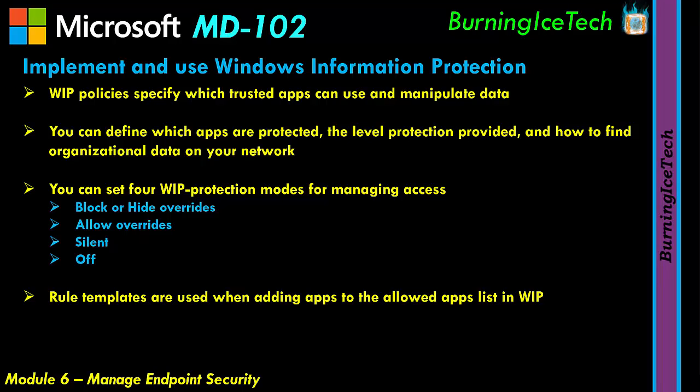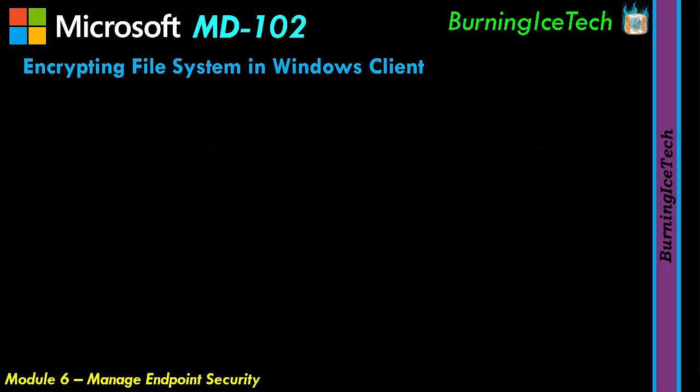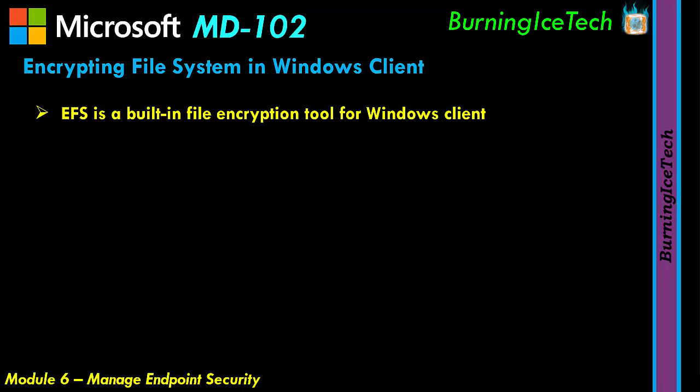Right, let's move on. Encrypting File System in Windows client. When we say Encrypting File System, guys, this is more commonly known as EFS for short. EFS is a built-in file encryption tool for Windows client. Now you get many kinds of encryption on the Windows client, but the two main kinds we normally talk about are EFS, which is what we have in front of us, and BitLocker. Coming at this specifically from an EFS perspective, this is for specific files and specific folders on the user's hard drive. So EFS is a built-in file encryption tool for Windows client, like I said.